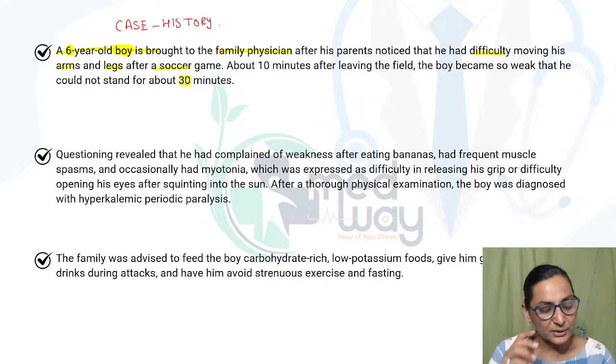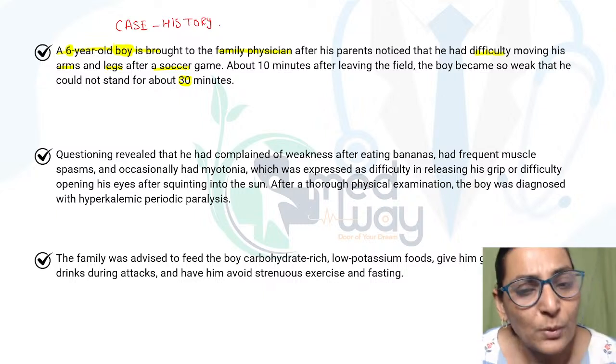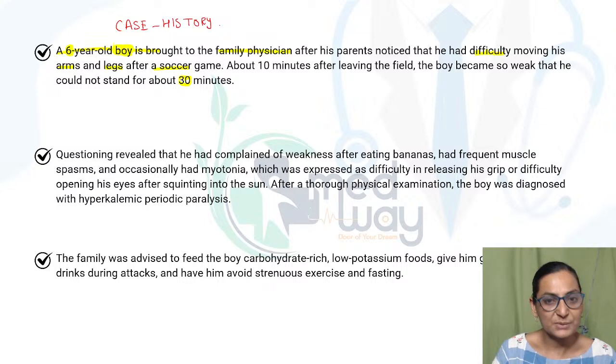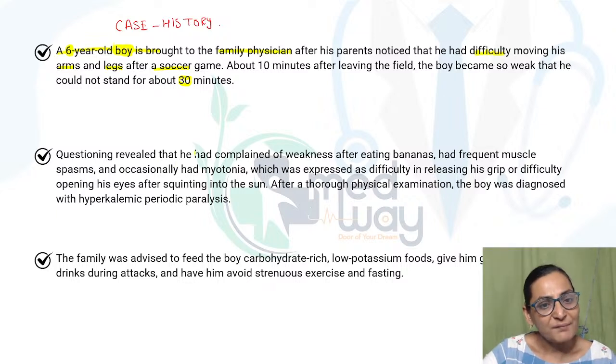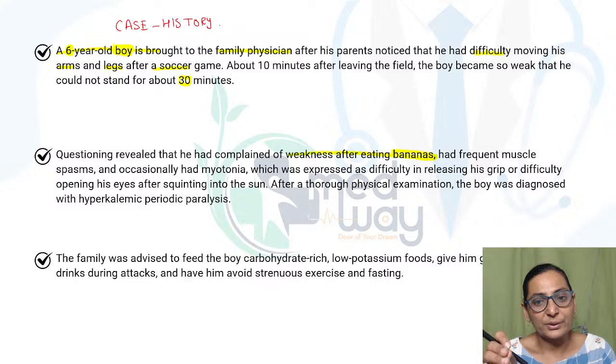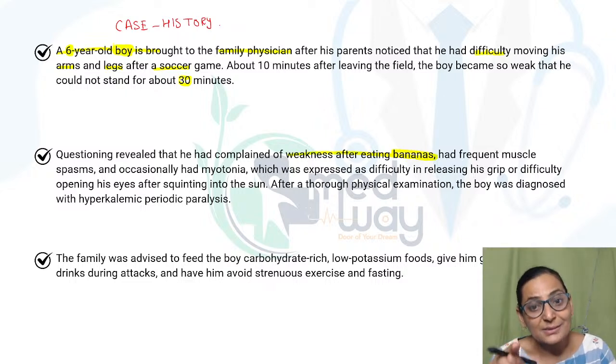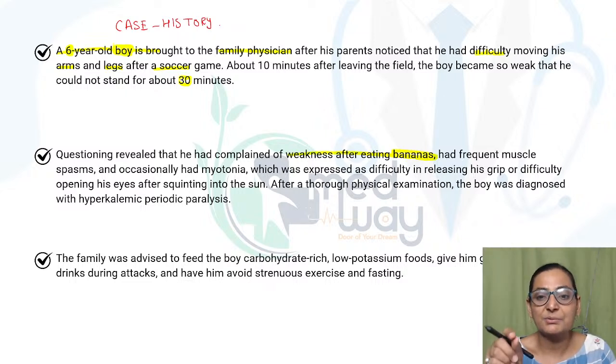So what important thing do we come to know? We come to know that there is a boy who has got difficulty in playing. This is what is coming into our mind. Now after questioning, what further we get is that the complaints also come after eating bananas. Now this is very important. Eating banana is not important. Eating carbohydrates is important. This is telling you that it is related to something which is carbohydrate, and therefore an example of banana is given.